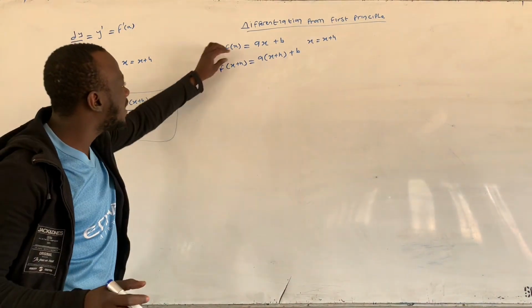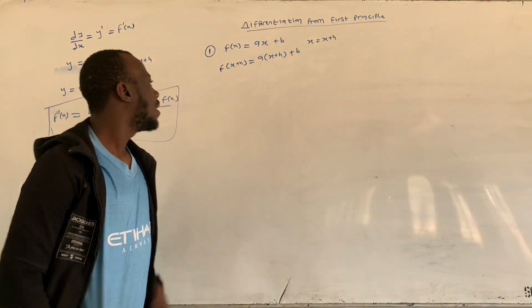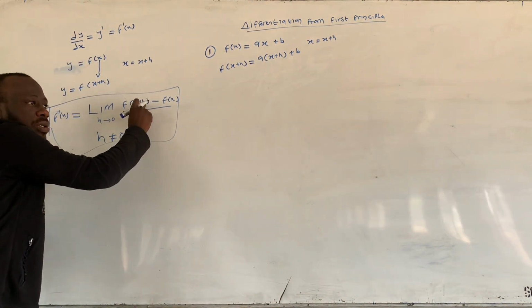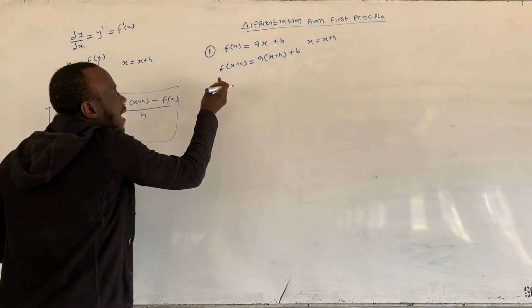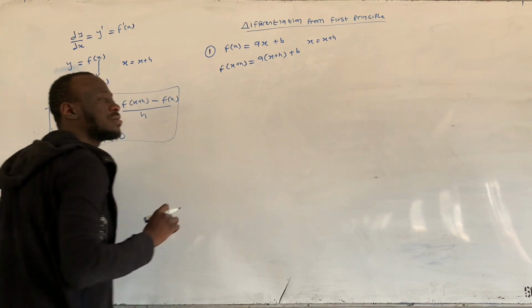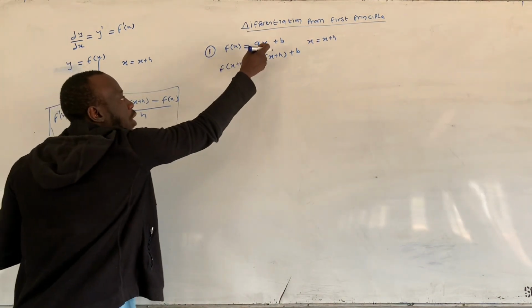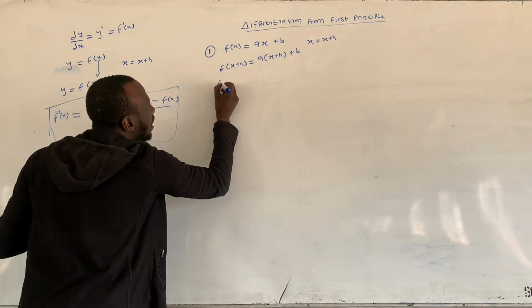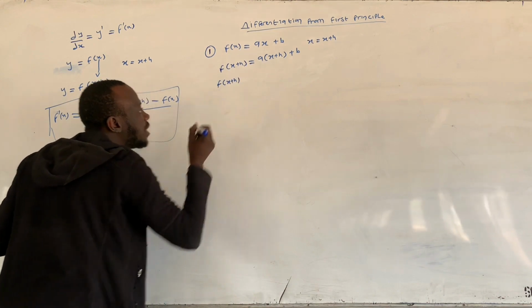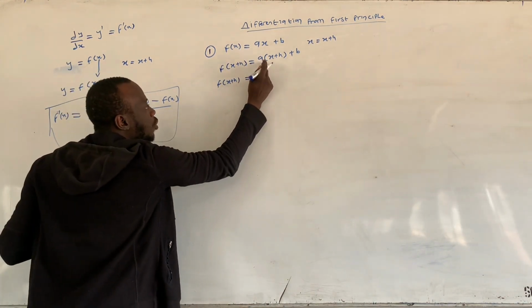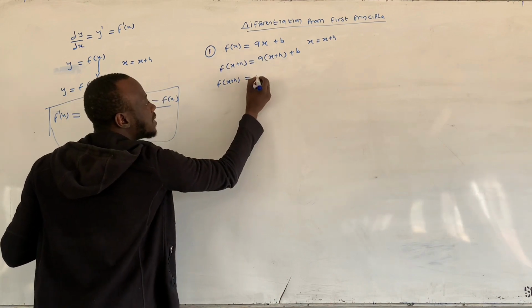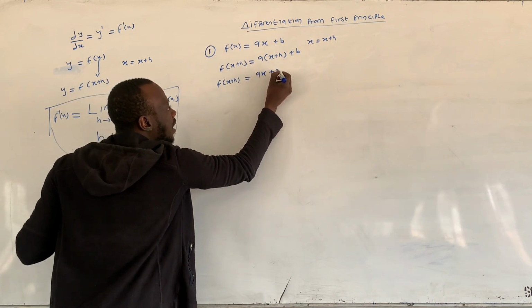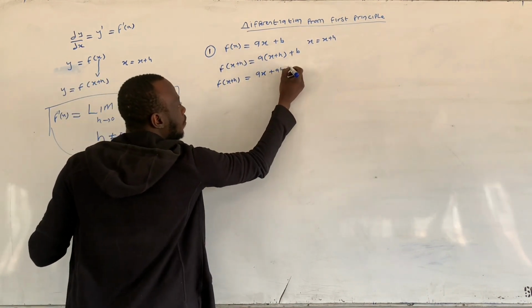Remember that our x in this case is equal to x plus h. Meaning from our equation we need to find f of x plus h. We add h to x. We add h here, we also add h here. So now f of x plus h becomes: we open this bracket, we have a times x, that is ax, a times h, that is ah, then plus b.